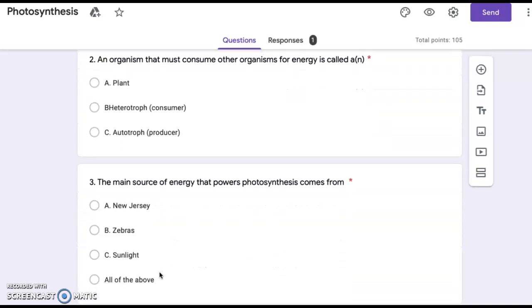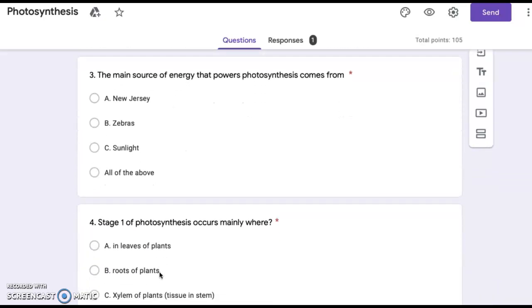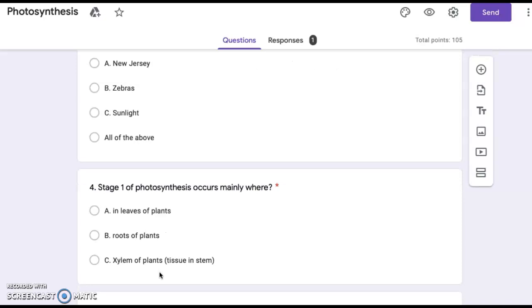Number 3. The main source of energy that powers photosynthesis comes from A. New Jersey, B. Zebras, C. Sunlight, D. All of the above. Number 4. Stage 1 of photosynthesis occurs mainly where A. In leaves of plants, B. Roots of plants, C. Xylem of plants, tissue in the stem.